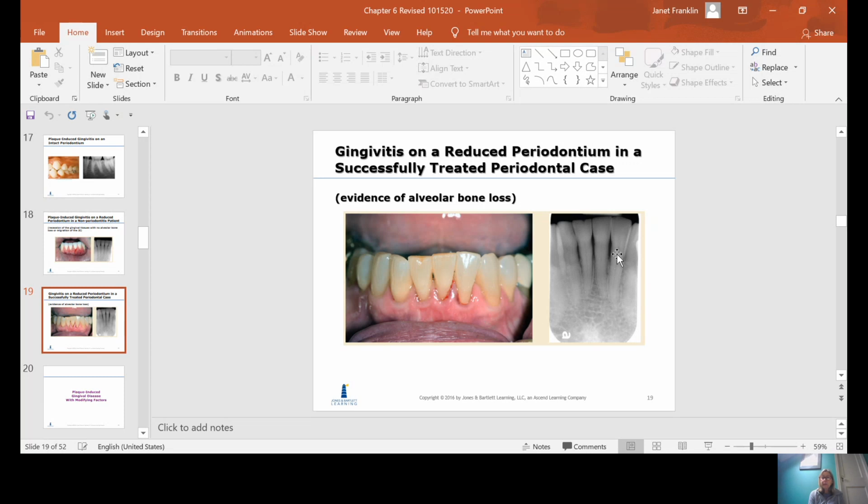If you look at the radiograph, you can see they've had significant alveolar bone loss in that area. So they've clearly had some kind of periodontal treatment. They became a successfully treated periodontal case, meaning they had no clinical attachment loss over a period of time, and now they have gingivitis forming. The more common outcome is more clinical attachment loss.